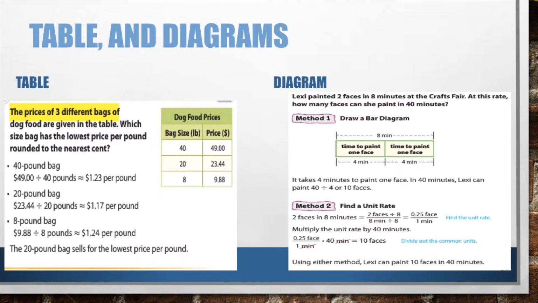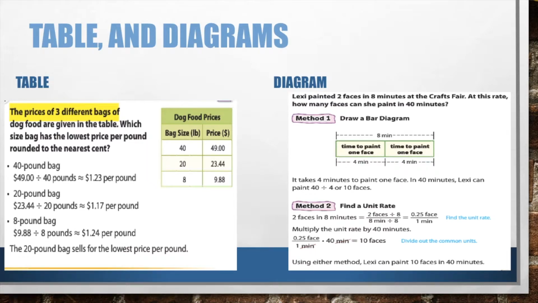So what does that mean? Well, if it takes her 4 minutes to paint a face, how many faces can she paint in 40 minutes? We just simply take 40, divide it by 4, and we get 10. Because we have 40 minutes, and in 4 minutes she can paint 1 face. So in 40 minutes, she can paint 10 faces. 40 divided by 4 gives us 10.